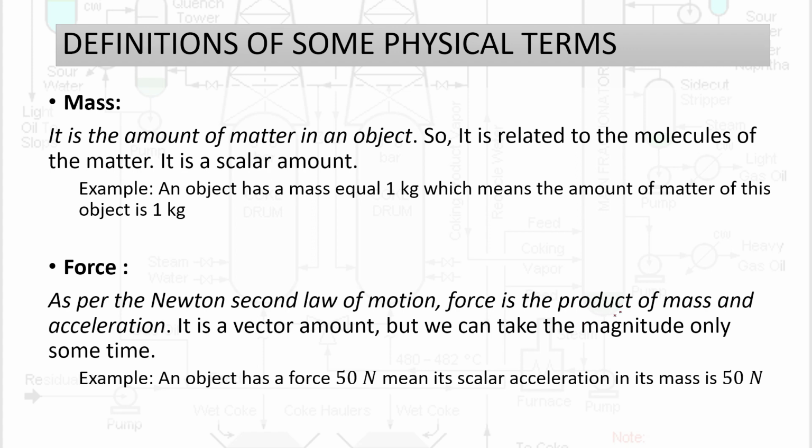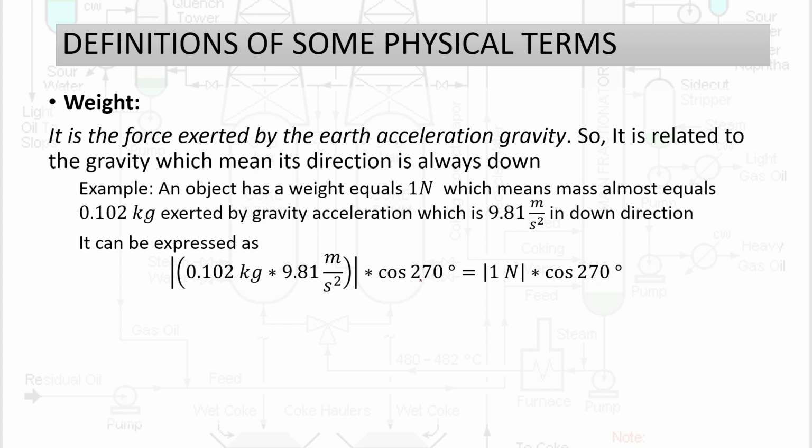It is a vector amount, but we can take the magnitude only sometimes. If an object has a force of 50 Newton and we don't mention the direction, we just take the magnitude value only. That means it acts as acceleration multiplied by its mass, and the result is 50 Newton, and this is the unit of the force.